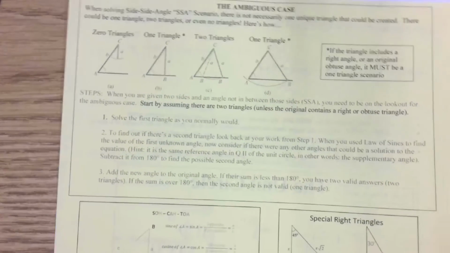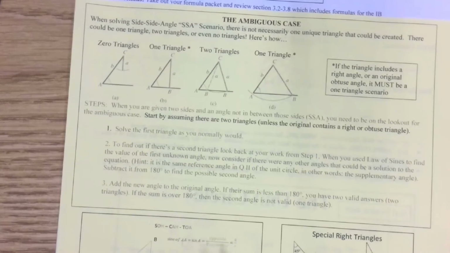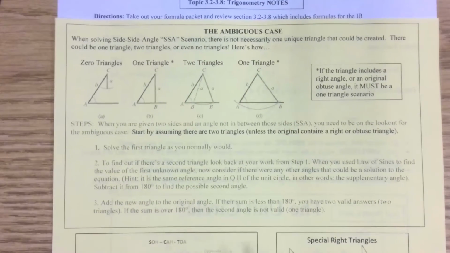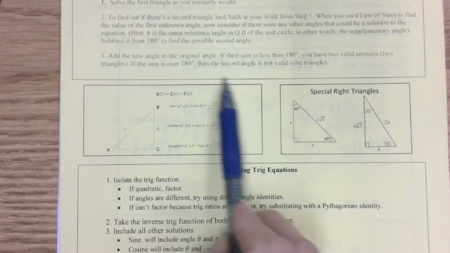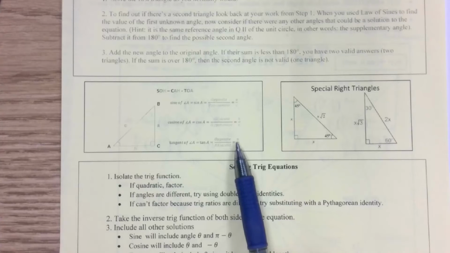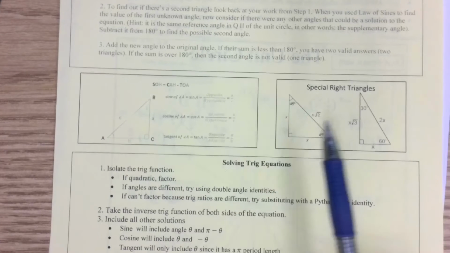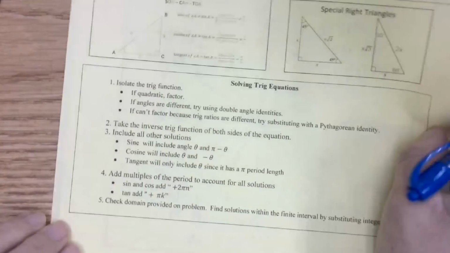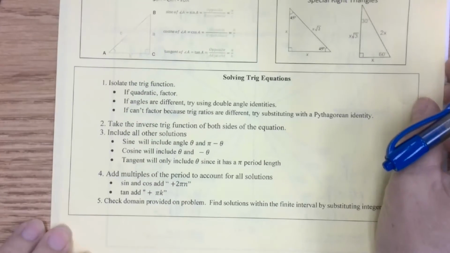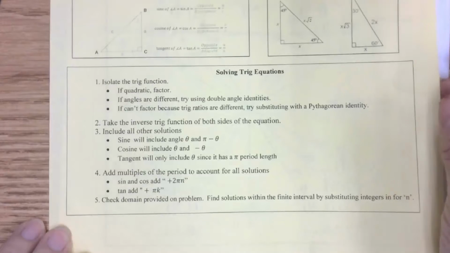If you flip that over, when you solve law of sines and law of cosines problems, students tend to have trouble with the ambiguous case, so I included some notes in here on how to handle the ambiguous case. Underneath that, a little refresher just in case you forgot on what SOH CAH TOA is. So your ratios for sine, cosine, and tangent, and then also your ratios for special right triangles. And then lastly, underneath that, some tips for solving trig equations if you're having any trouble.